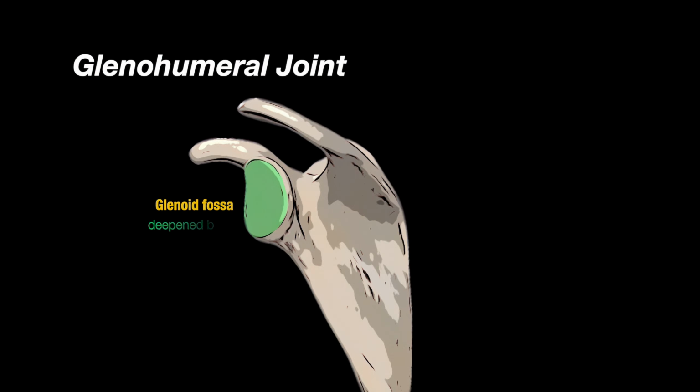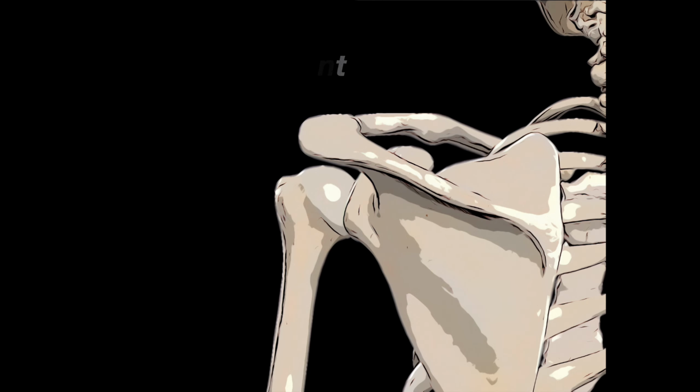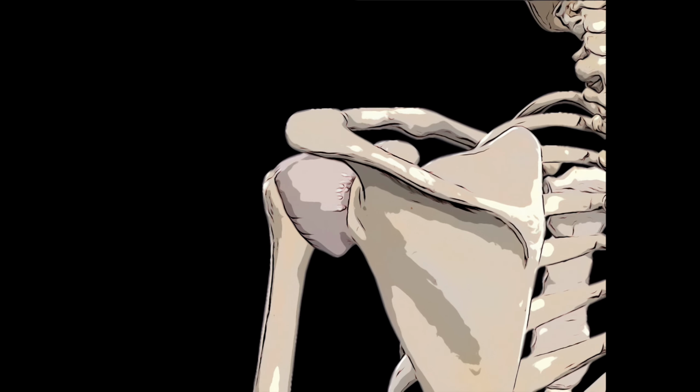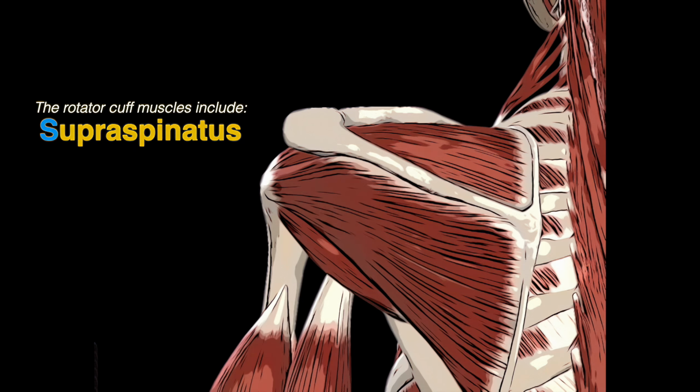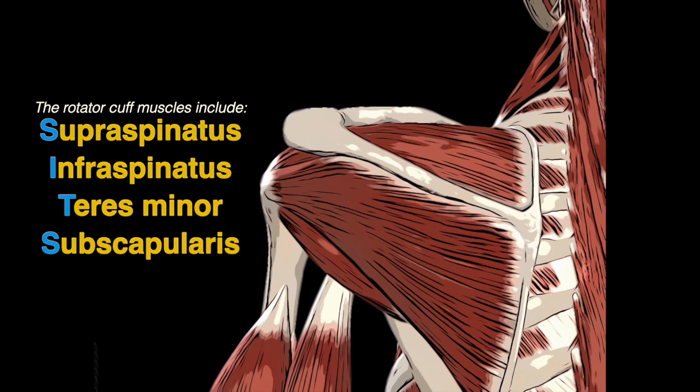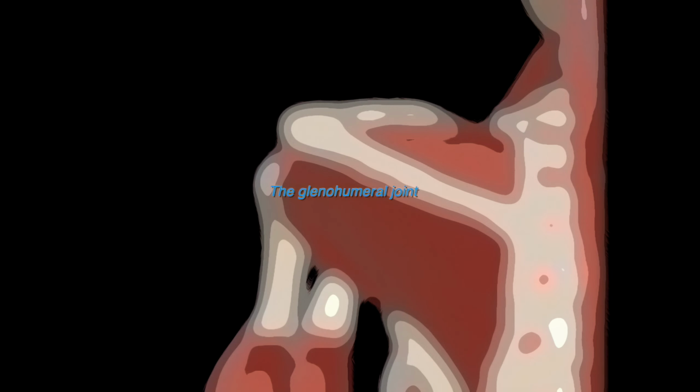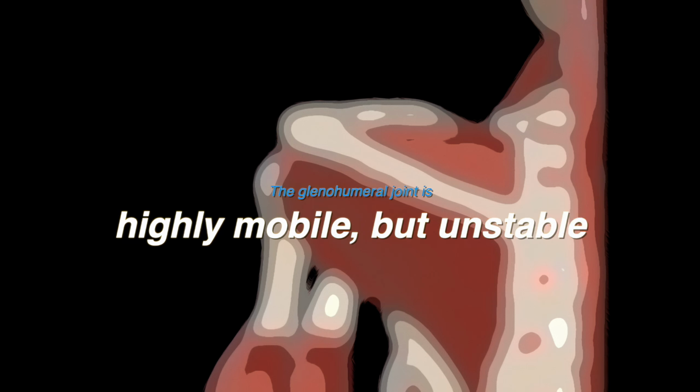The shallow glenoid fossa is further deepened by a fibrocartilaginous ring, the glenoid labrum. The joint is strengthened further by rotator cuff muscles, i.e. the supraspinatus superiorly, the infraspinatus and teres minor posteriorly, and the subscapularis anteriorly. The tendon of the long head of the biceps brachii also helps to support this joint inferiorly.